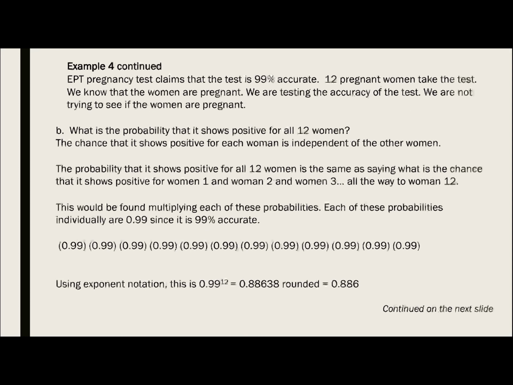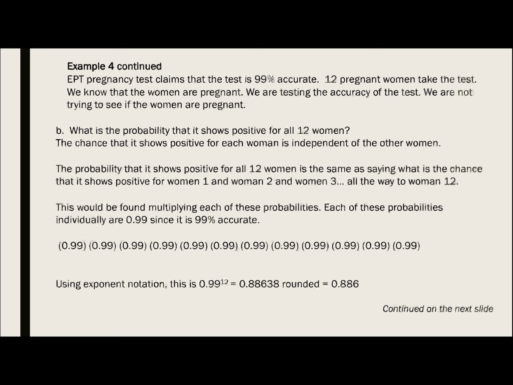Okay, same question. Part B, what's the probability it shows positive for all 12 women? The chance that it shows positive for each woman is independent of the other woman. Okay, remember, the women are pregnant, so it should show that they are pregnant. The probability that it shows positive for all women is the same as what is the chance it shows positive for woman 1 and woman 2 and woman 3 all the way to woman 12.